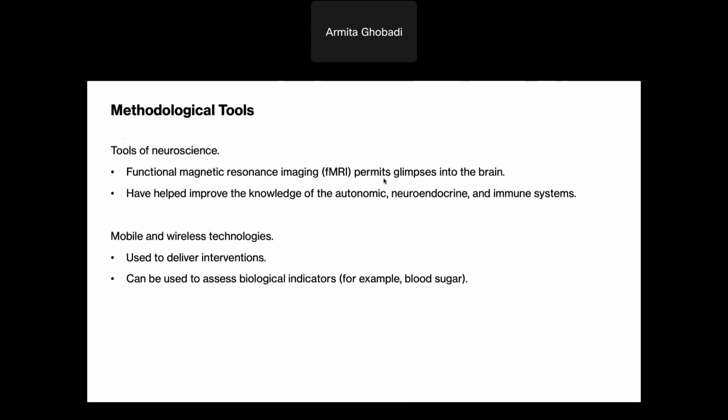So in general, fMRI helped a lot to give us a better understanding about the immune system and, for example, different parts of the brain and body, and also new technology like mobile and wireless technologies. They are really helpful, especially for a specific disease like diabetes. I guess you all know that there are some smartwatches that people with diabetes use so they can track their blood sugar. The same goes for other diseases as well. You can literally assess what's going on in your body using mobile and wireless technologies.